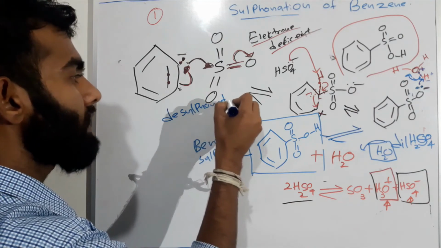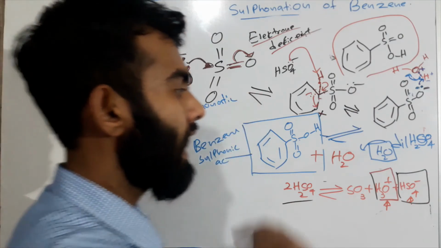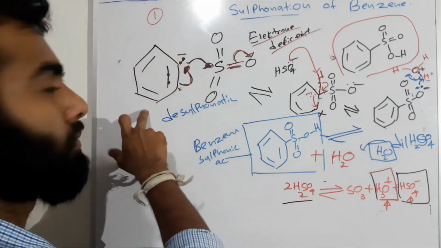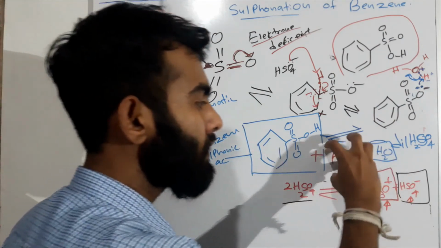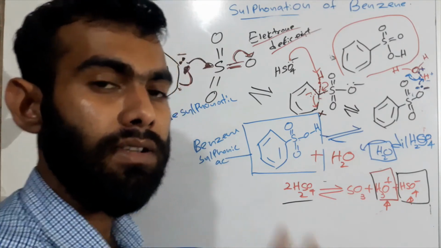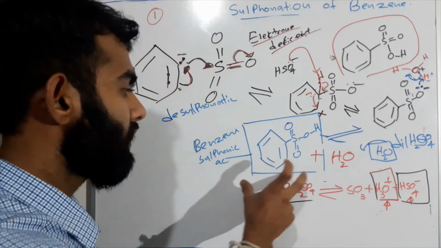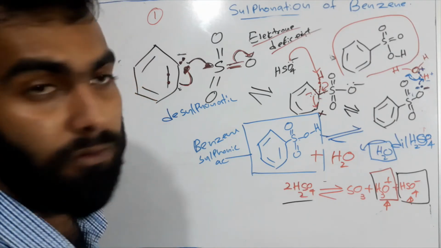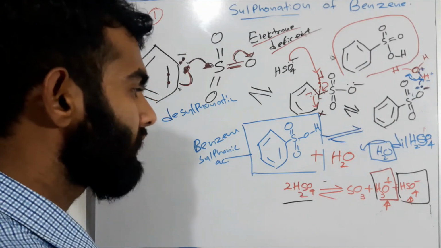So we can control the reaction: if we add water to the medium, the reaction will go backward. It will produce benzene. If we remove the producing water from the medium, the reaction will go forward. It will produce more sulfonation products. That is all about sulfonation of benzene. Very easy. I think you may understand.